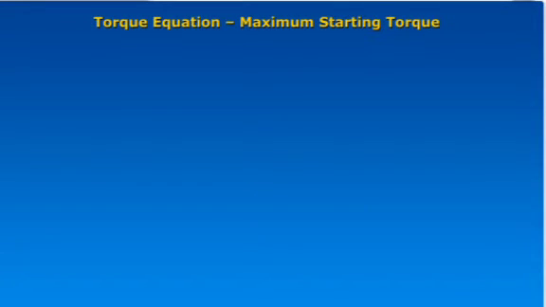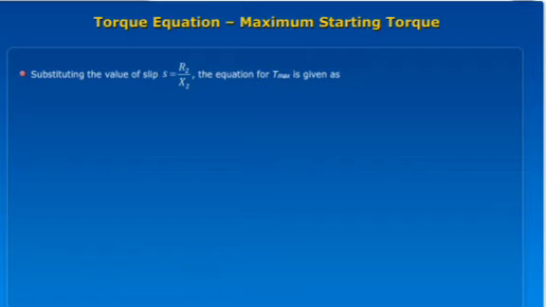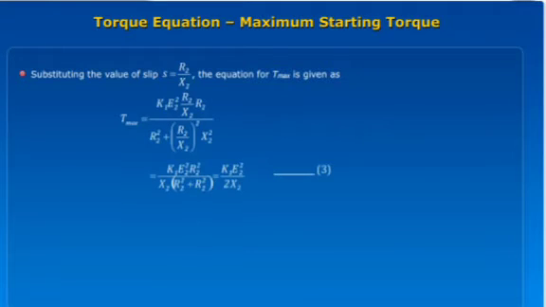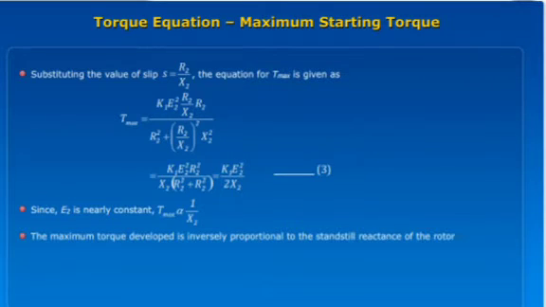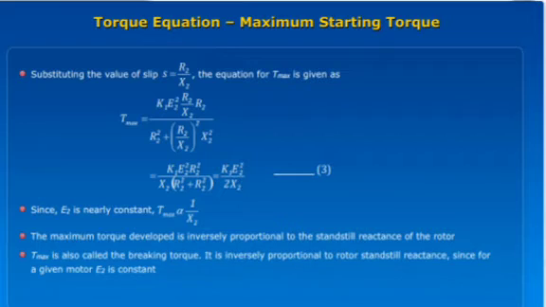Behavior at normal speeds, near synchronous speeds. When s lies between 0 to 0.1 as shown in the graph, it is nearly a straight line. It is noted that as T increases, slip increases, from equation 2 as shown in the image. For low values of slip, s squared into X2 squared is small compared to R2 squared, hence T is proportional to s. Under normal working conditions, when the slip is quite small, the torque is directly proportional to the slip.